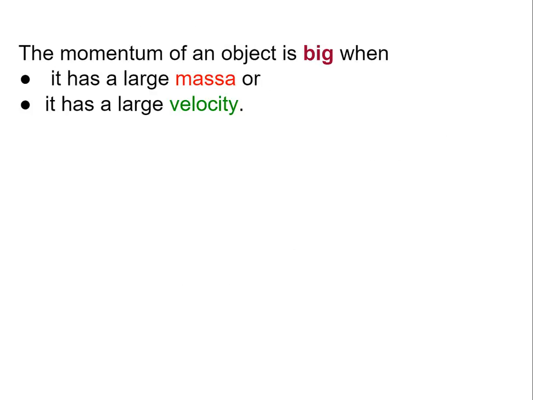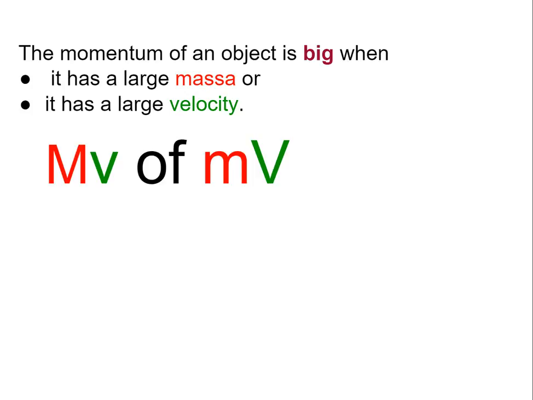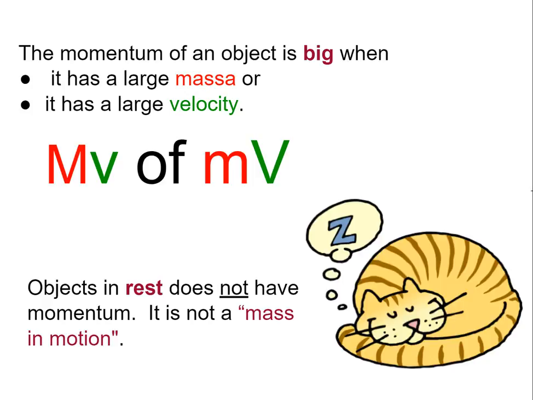And let's quickly summarize what we know about momentum. Momentum of an object is big when it either has a large mass. So if I have an elephant running forward, that will have a large momentum, even though an elephant can't run very fast, so my velocity won't be that great. Or if I have a bullet traveling from a gun, the velocity of that bullet will be quite high, although the mass of that bullet will be quite small. So both mass and velocity influence the size or the magnitude of momentum.